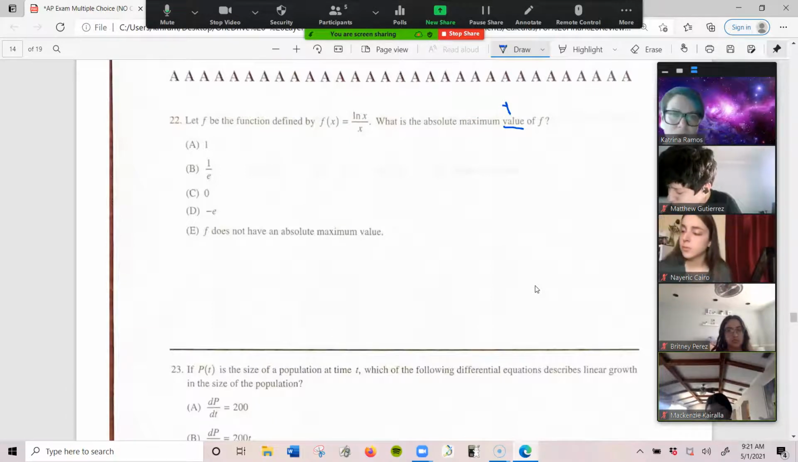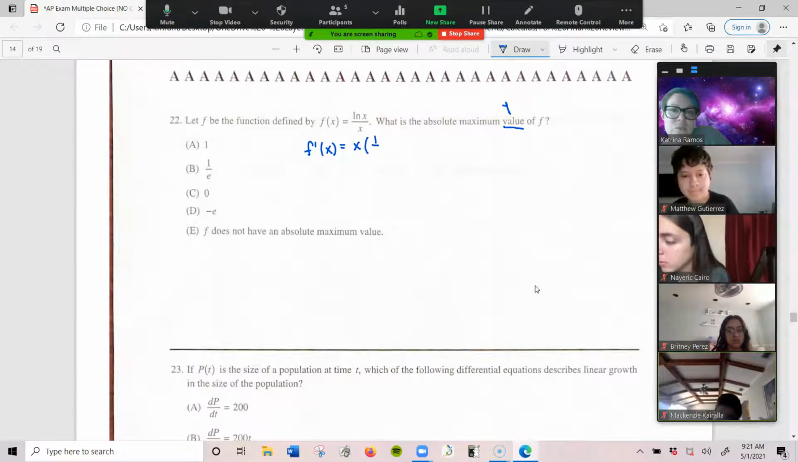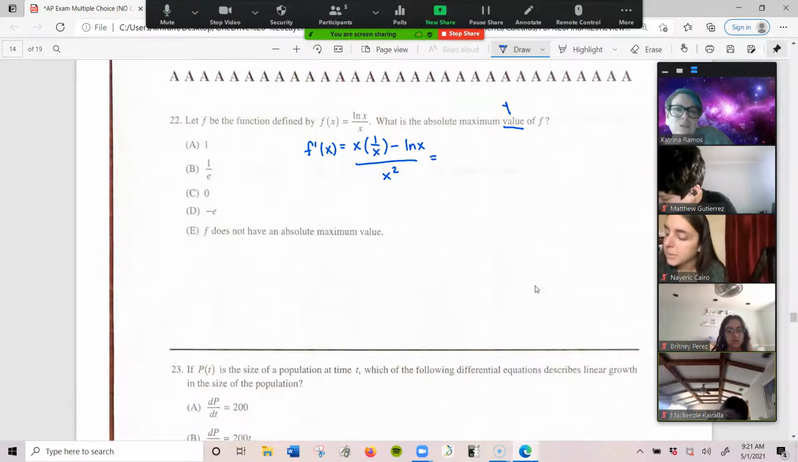So we need to start off by taking the derivative. We have to use the quotient rule here. We have no other choice. So this would be f prime of x is equal to, bring up the x, times the derivative of ln of x, which is 1 over x, minus the ln of x times the derivative of x, which is 1, all over x squared. So now here the x's will cancel, so we get 1 minus the ln of x over x squared.